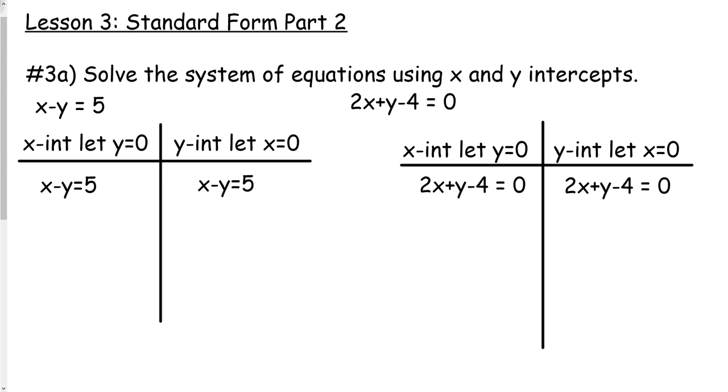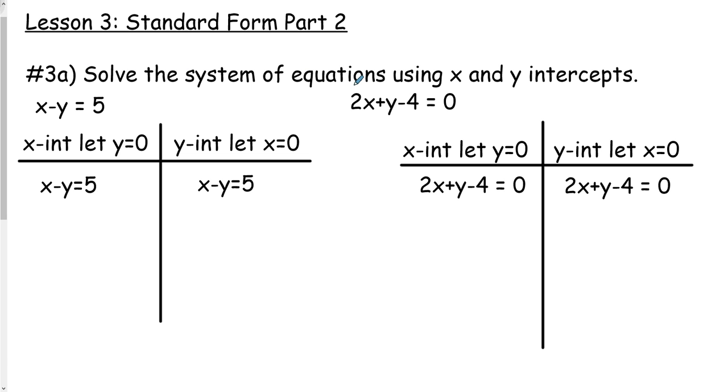If you're having a little bit of trouble with question 3A, or any of the questions in number 3, I'm going to take you through the first example to give you a bit of help. All right, so it says solve the system of equations using x and y intercepts.